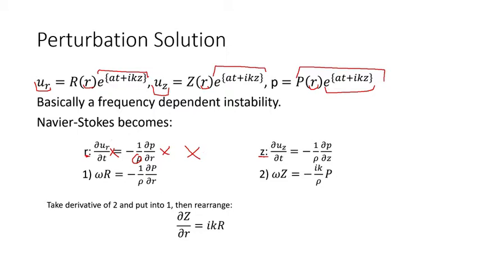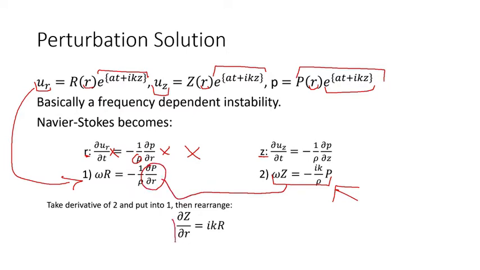And then you plug your proposed solutions from above into these equations, and you end up with these two relations between the capital R, Z, and P. And importantly, since both R and Z are related to P, you can relate big Z to big R by taking the derivative of this second equation and throwing it in here, which gives you this relationship here, which is going to be helpful later when we're solving for R.